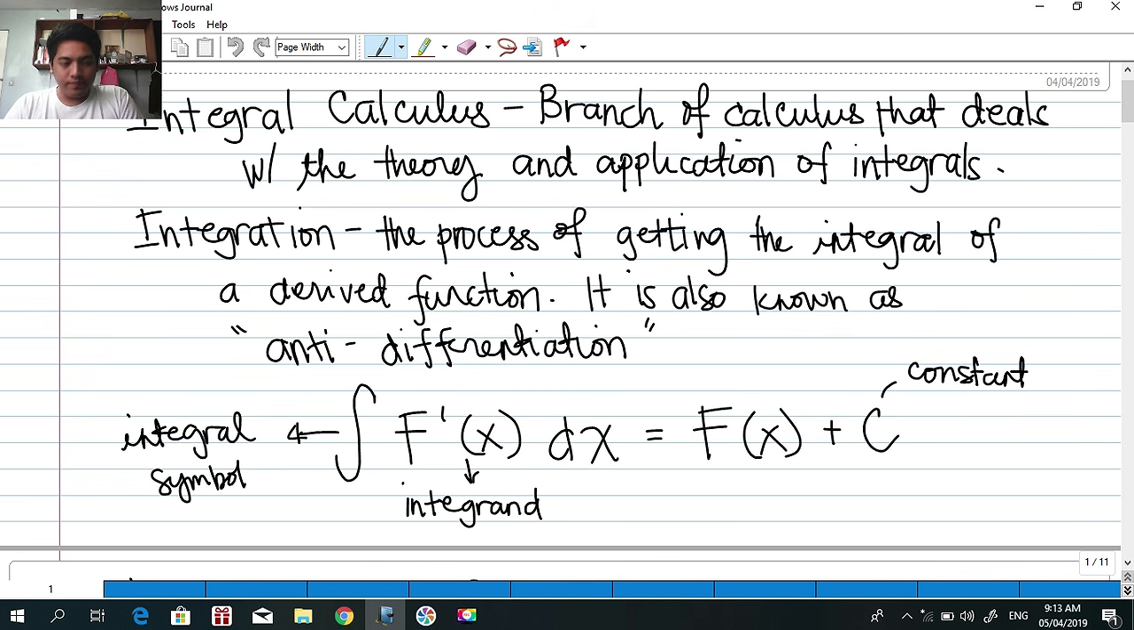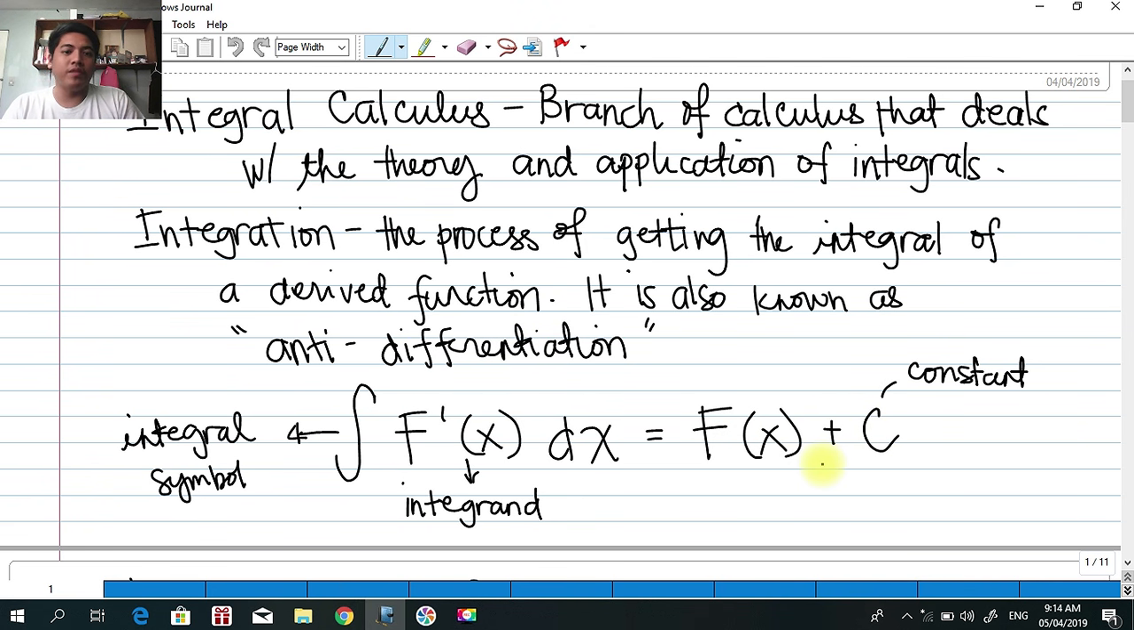Okay? So here's the symbol for integral, just like this. So this is the integral of f prime of x dx, which we call this f prime of x as the integrand. That's the derived function dx, and that should be equal, again, as I've said a while ago, to the original function, f of x plus a certain constant c, because the derivative of a constant is always 0, so we might never know if there is a constant here.